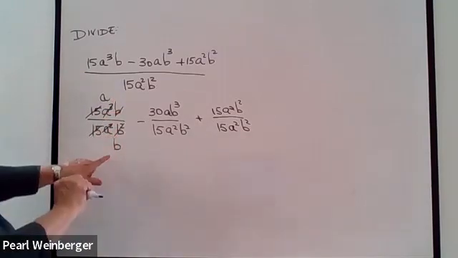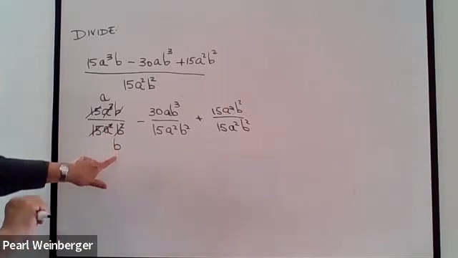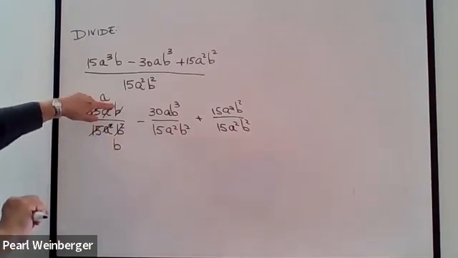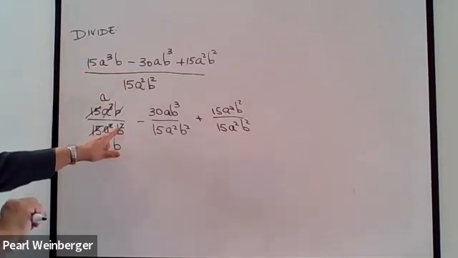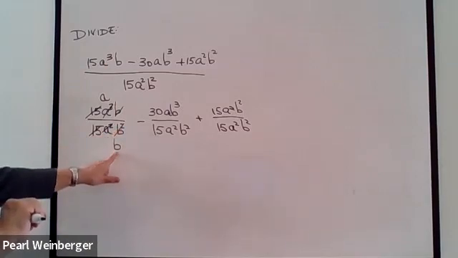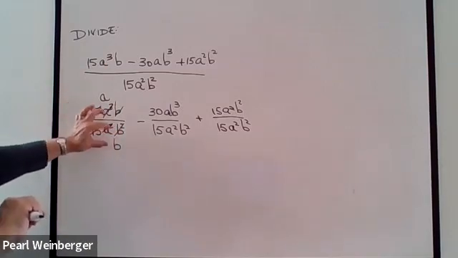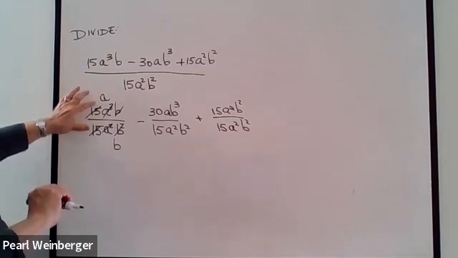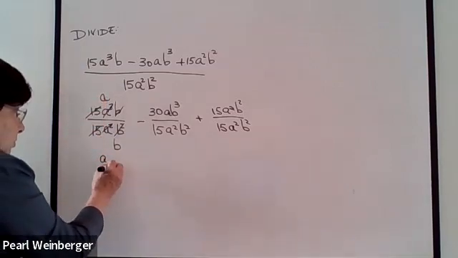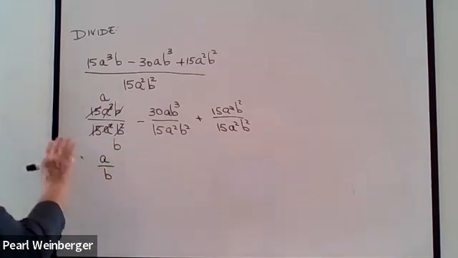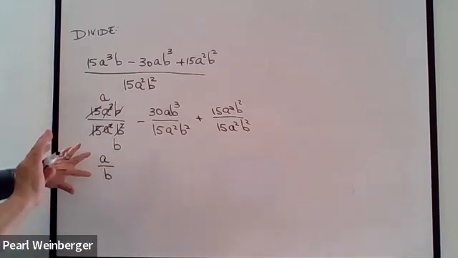Notice the b is in the denominator because the lower exponent is the one that gets canceled out, and that was on the top. You subtract the lower exponent from the higher one and leave that where the higher exponent was. So all I'm left with from that first fraction is a over b. Notice the b is in the bottom.